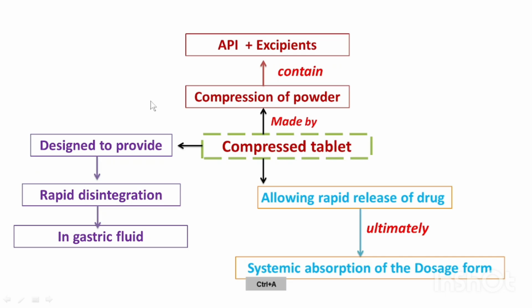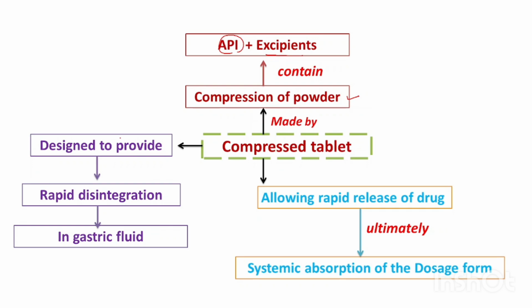So apart from this, we need to discuss one by one. According to the classification, we need to know the different types one by one. First one, compressed tablet. These are made by compression of powder. It contains the API as well as excipients. These two things are the only ones present in this compressed tablet. No other polymers or coatings or layers are available. Only API and excipient are directly compressed to make the compressed tablets.